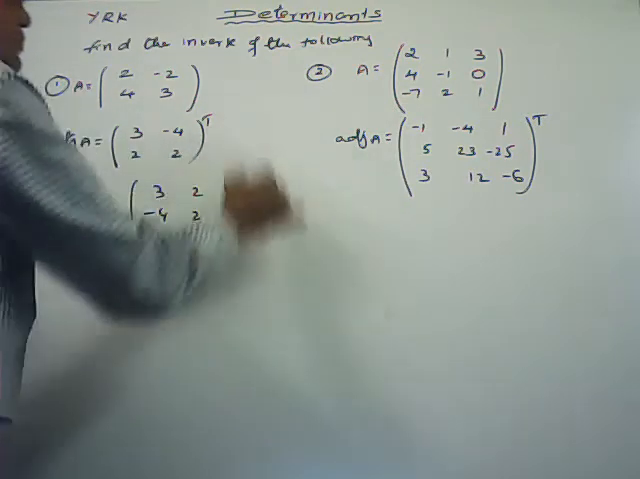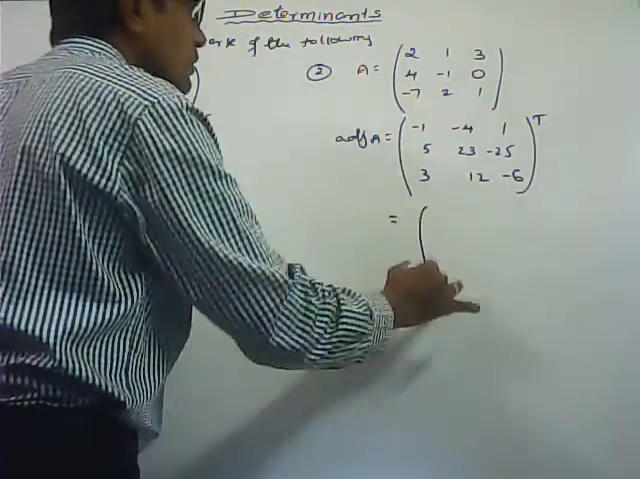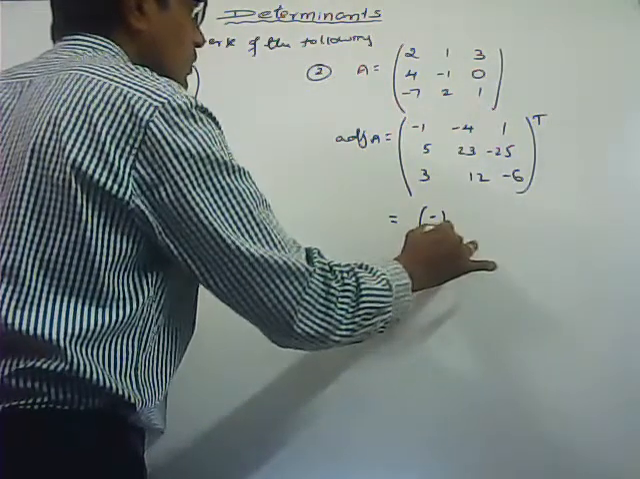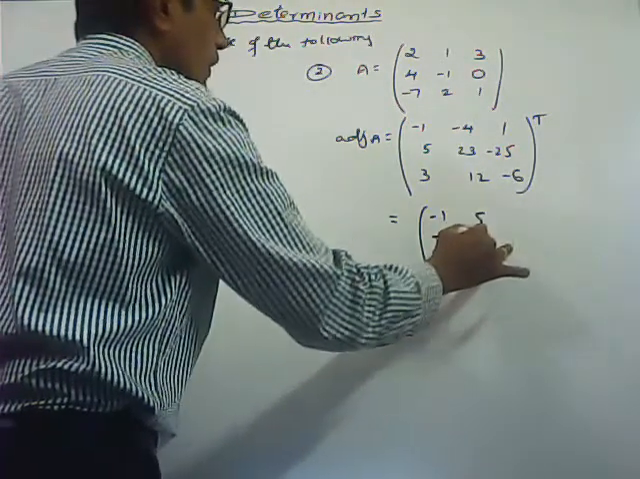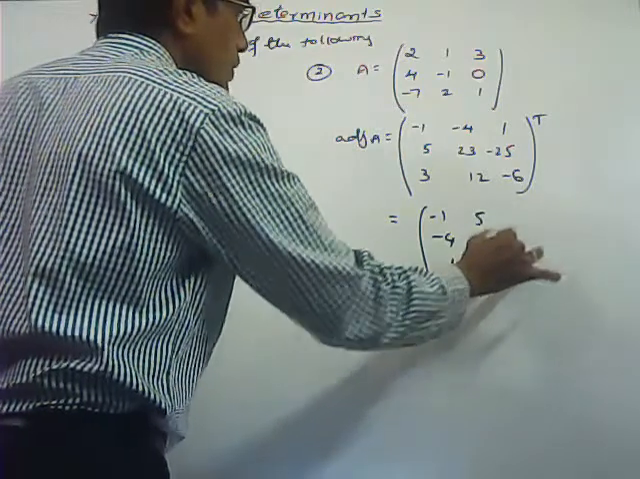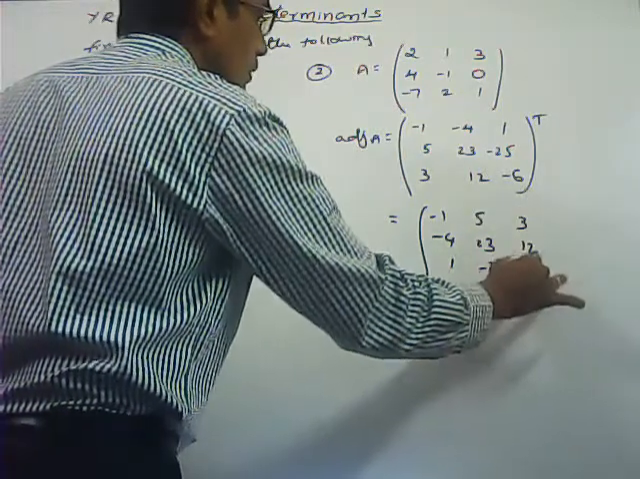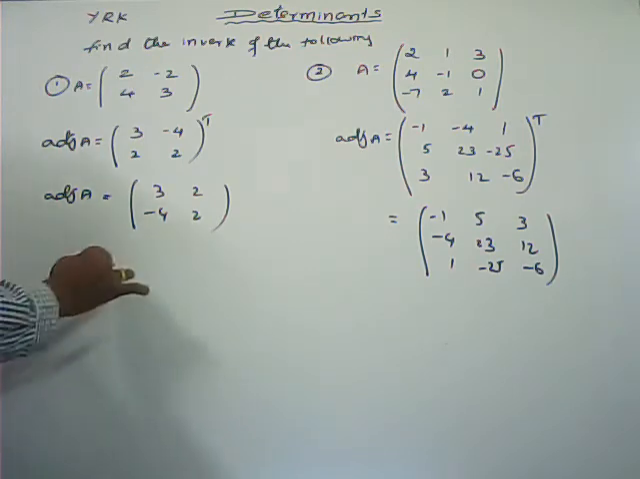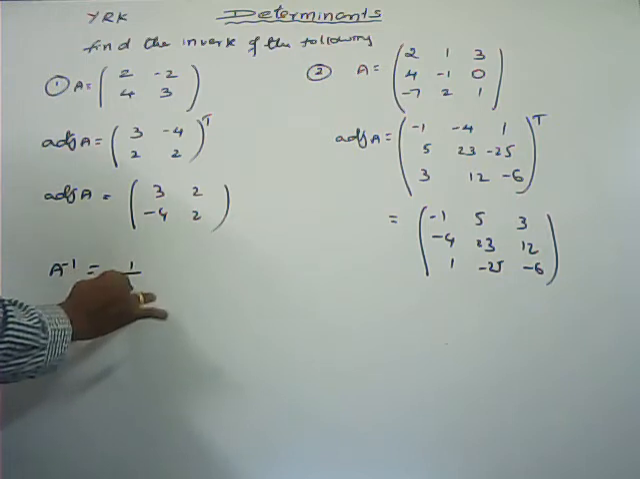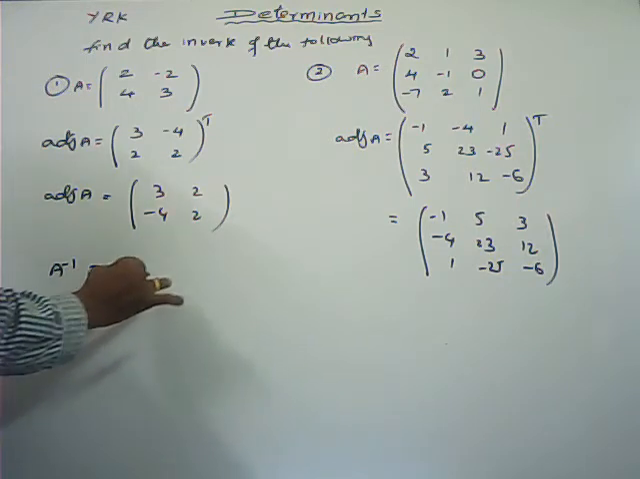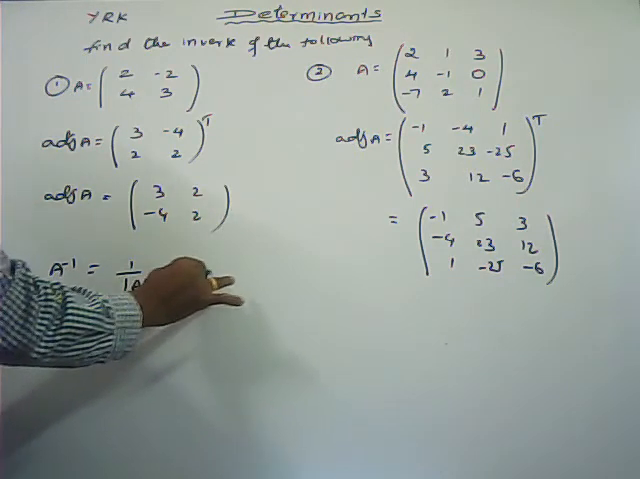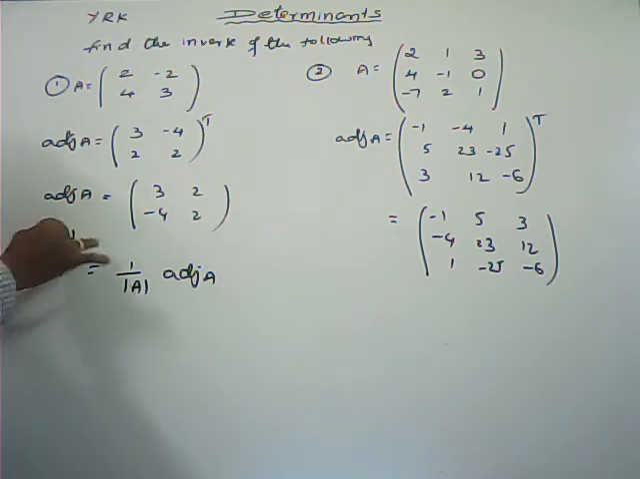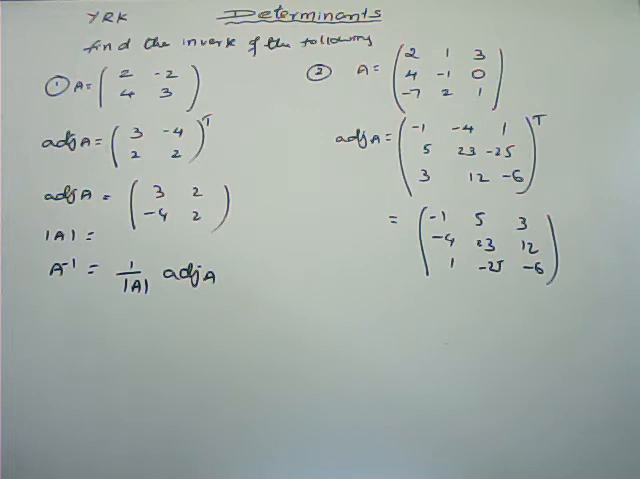And here that is equal to, transpose that one, minus 1 minus 4 1 5 23 minus 25 3 12 minus 6. Now A inverse is equal to, just now we proved that formula also, 1 by det A into adjoint of A. How to find det A? That is the sum of the product of the elements of any row or column with their corresponding cofactors.